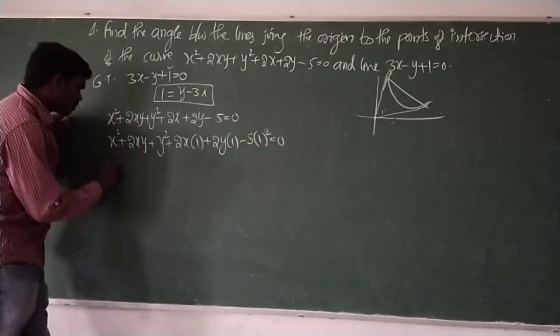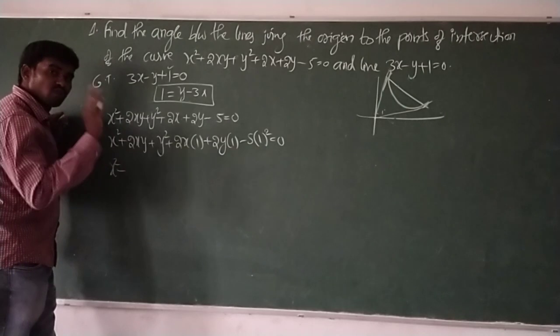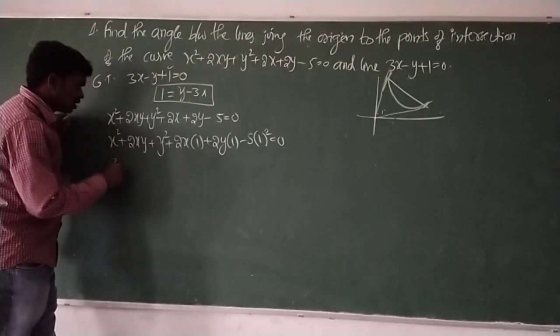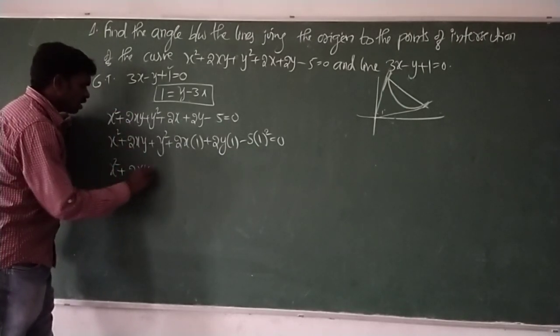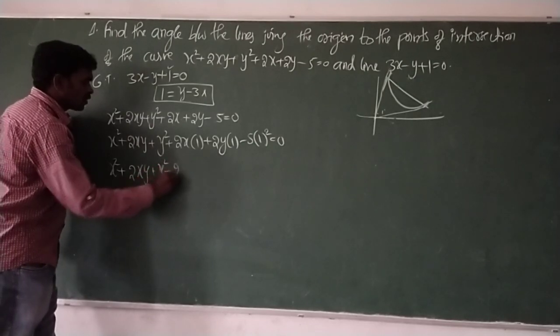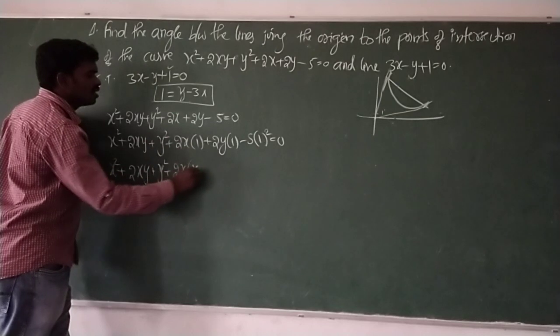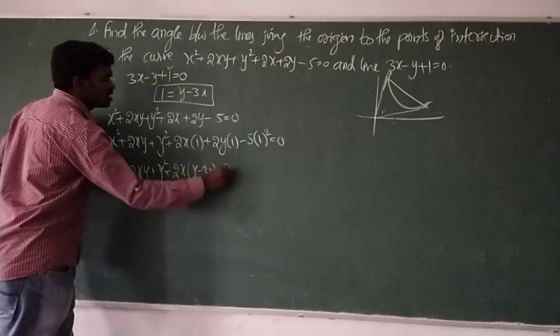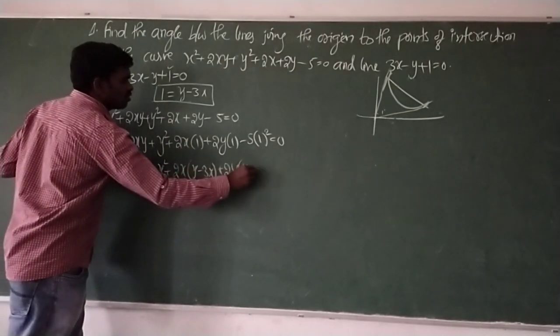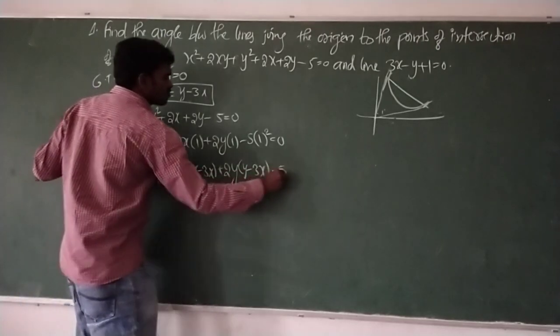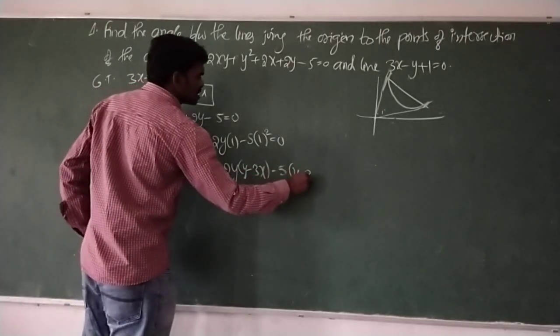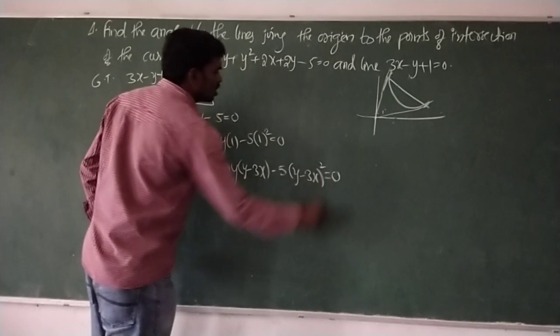In every problem we can do in this model. We have 4-5 problems in the same process. So if you learn one question, then the remaining will be easy for you. 2x into now 1 means what? Yes, very good. 1 means y minus 3x, plus 2y into 1 means what? y minus 3x, minus 5 into 1 square means what? y minus 3x whole square is equal to 0.